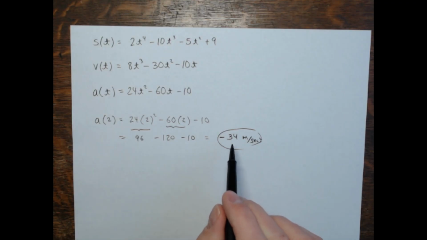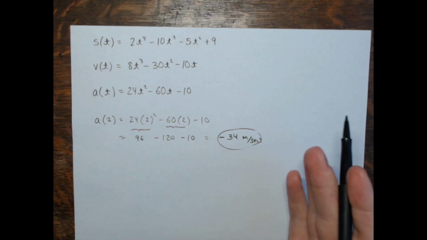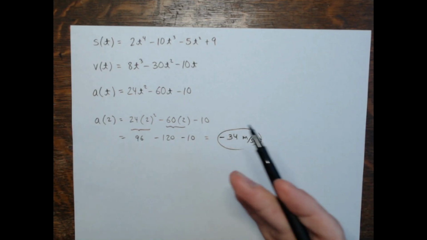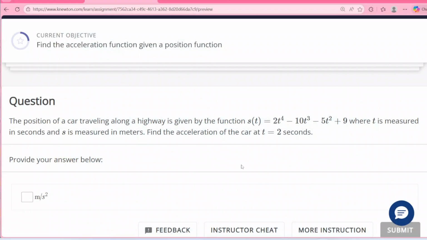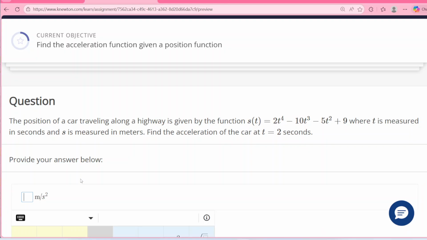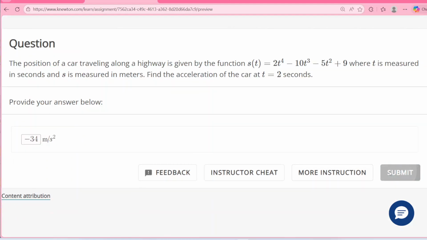So this means at that time, the acceleration, the way it's being pushed or pulled, is to the left. It's negative. So I'm just entering that in the box here, negative 34, meters per second squared.